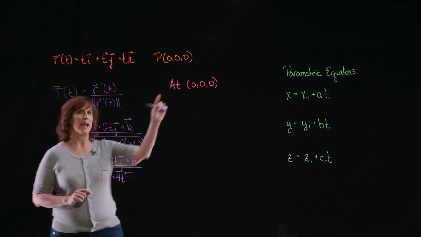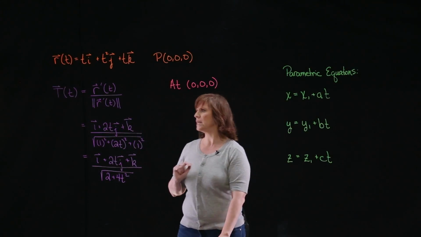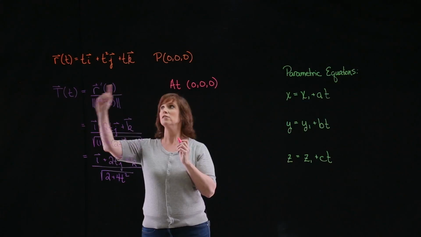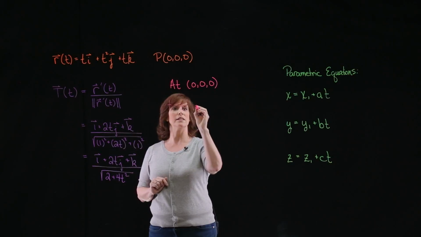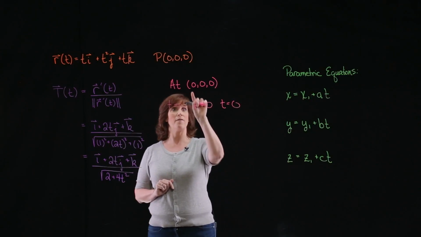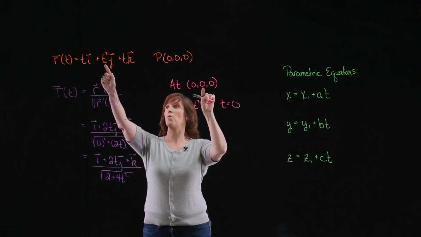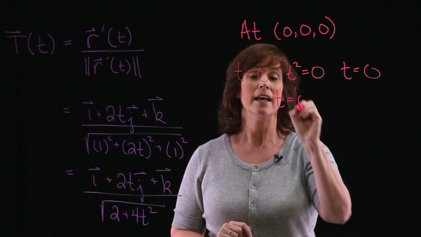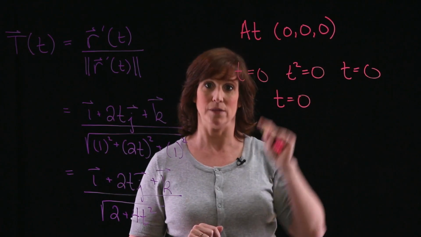But I'm interested in what's happening at the point 0, 0, 0. To find out what's happening at 0, 0, 0, I really want to connect this point with my parameter t. So let's go ahead and look at the original function. I know that t is going to equal 0, t squared equals 0, and t equals 0, if I match up the x coordinate with the x component, the y coordinate with the y component, the z coordinate with the z component. In all of these cases, I find out that t equals 0. So my parameter t equals 0 corresponds to the point 0, 0, 0.